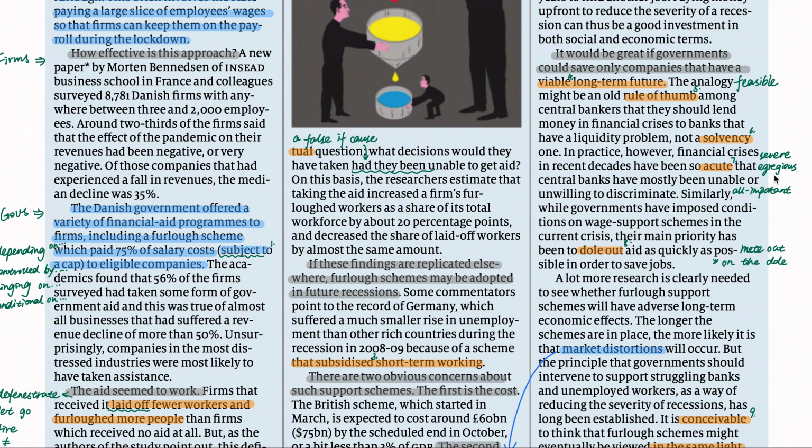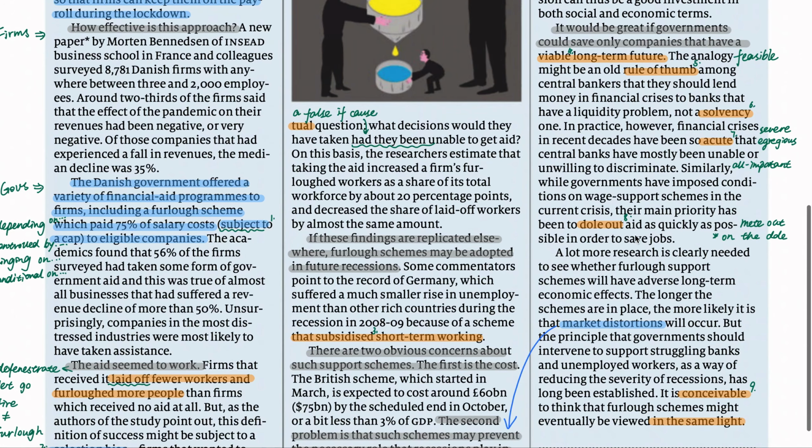This one is quite rare. Egregious is quite rare. It's like shockingly severe, but is usually in formal context rather than just colloquial speaking, daily day-to-day context. Next one, their main priority has been to dole out aid as quickly as possible in order to save jobs. Dole out means to mete out, to divvy up, to distribute the shares.